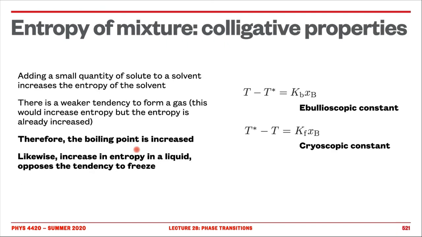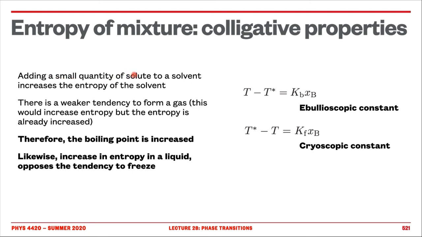One more thing I'd like to discuss before we move on to more general descriptions of the phase transition is the entropy of mixture. And this is called the colligative properties. Colligative means that we are a collection of things that are put together. Okay. And again, we discussed this quite a bit when we spoke about osmosis. If we add a small quantity of solute to a solvent, we automatically increase the entropy a lot. And this is something that's pretty intuitive.